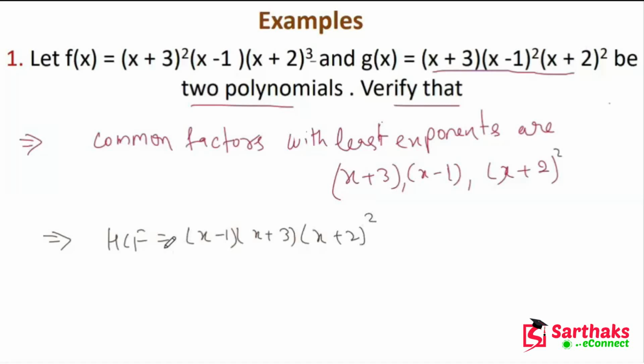Okay, so all the factors taken only once with the highest exponent are (x plus 3) whole square, (x minus 1) whole square, (x plus 2) whole cube. Then it will become the LCM. So our LCM is (x minus 1) whole square into (x plus 2) whole cube into (x plus 3) whole square.